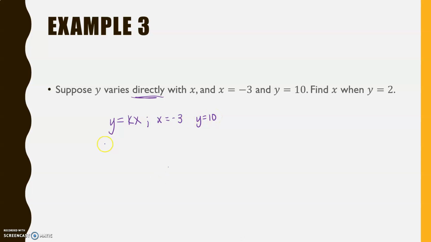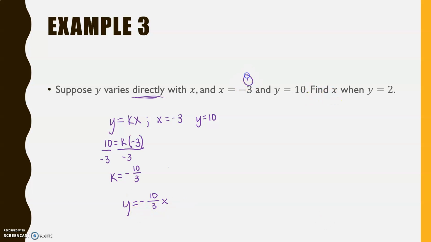So I'm going to substitute those in. I get 10 equals k times x, where x is -3. And then I have to divide both sides by -3. So k equals -10/3. So I'm going to start by writing an equation, a direct variation equation. So I'm going to get y equals -10/3 x, and then I'm going to use this new formula to do the second part.